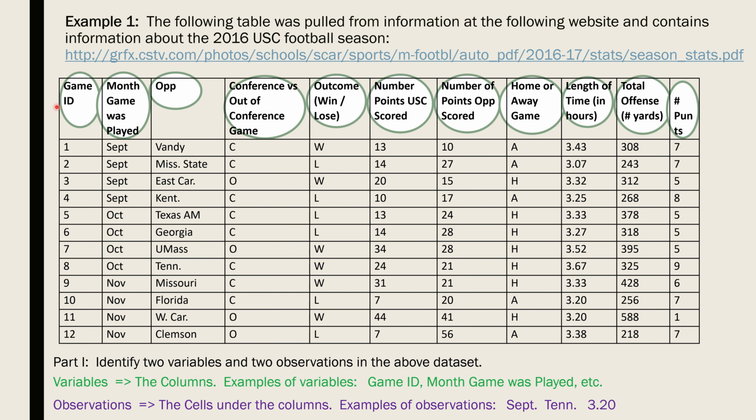When we try to identify observations, we should look for the cells under the columns. For example, September in the second column, conference in the third column, and 3.20 in the column of length of time are all observations.